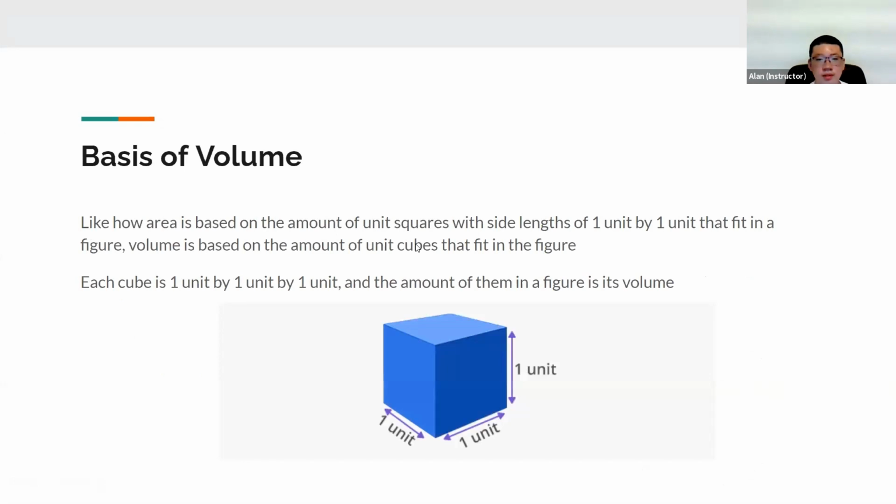So now we're going to move on to the basis of volume. So last class we talked about how area is based on the amount of unit squares with side lengths of 1 unit by 1 unit that could fit in that figure. And volume is based on the 3D version of unit squares, which are unit cubes. And they're also 1 unit by 1 unit by 1 unit. And the amount of them that can fit in the figure is its volume.